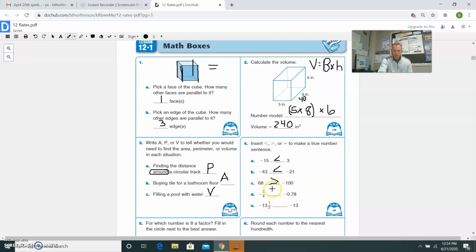Negative 3/4 is greater, because remember 3/4 would be the same as 75, or negative 75 hundredths is greater than negative 78 hundredths. 13 and a half is less than, and be farther away from 0 than negative 13 would be, going in our negative direction. Okay, so that is less than.